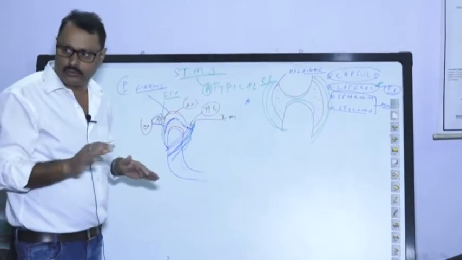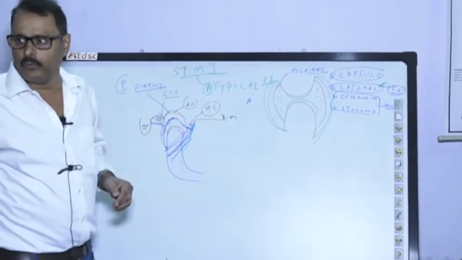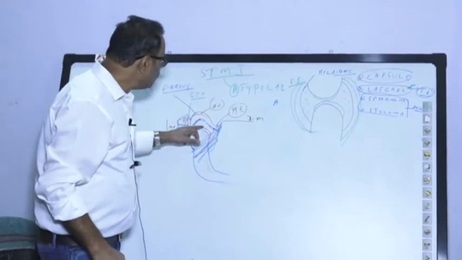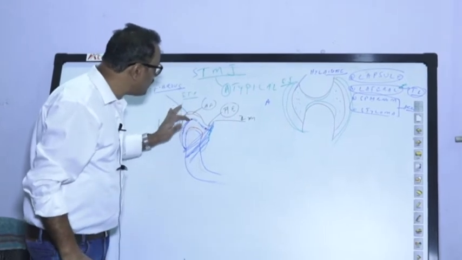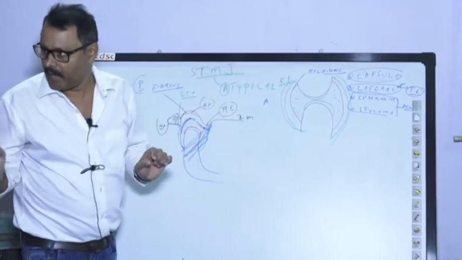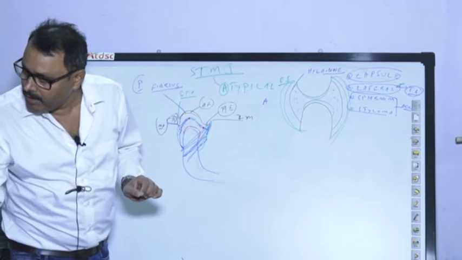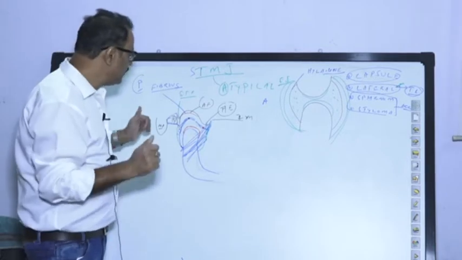Articular disc में हम दोबारा से पूछते हैं, because now we have to move toward the movement. Articular disc divides the joint into upper compartment and the lower compartment.